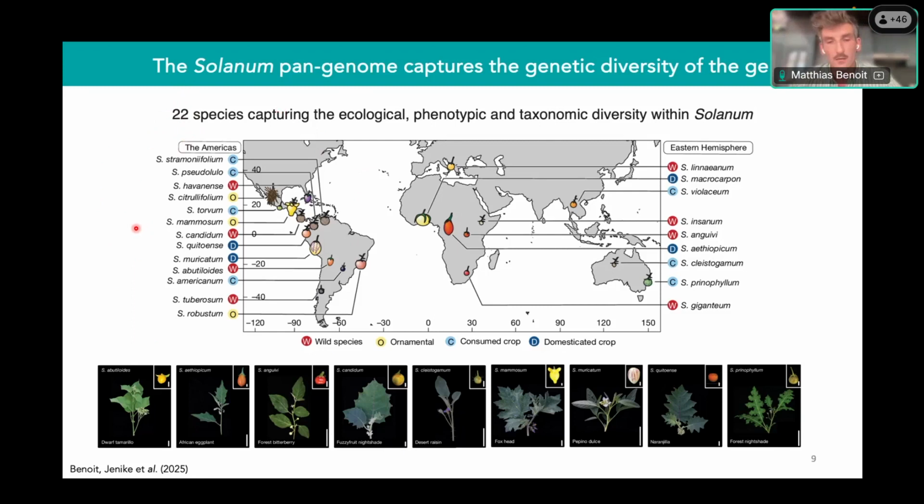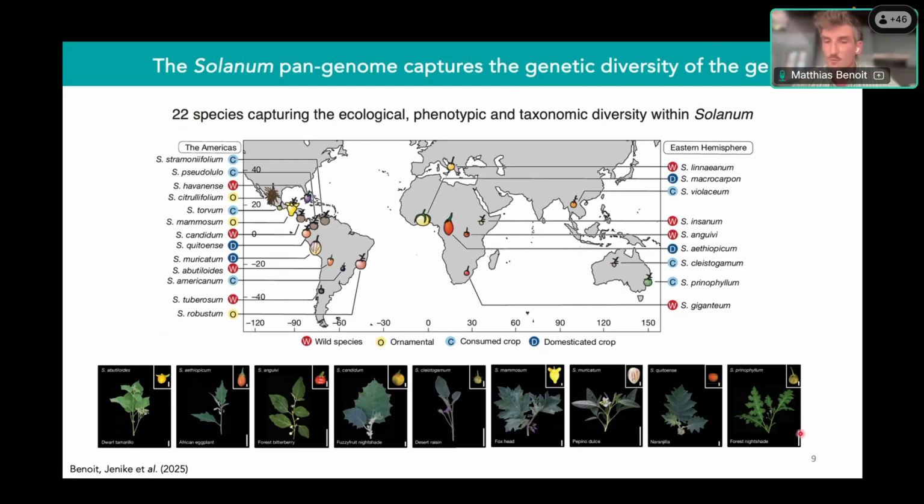We grew those plants in the lab and generated genome sequences using PacBio HiFi sequencing, and we coupled that to long-range scaffolding data to obtain chromosome-scale reference genomes for the 22 Solanum species. You can appreciate here at the bottom the diversity of the vegetative and fruit phenotypes coming from those Solanum.